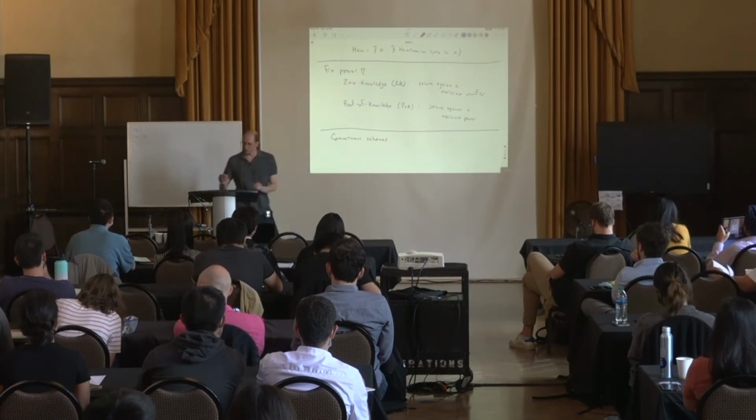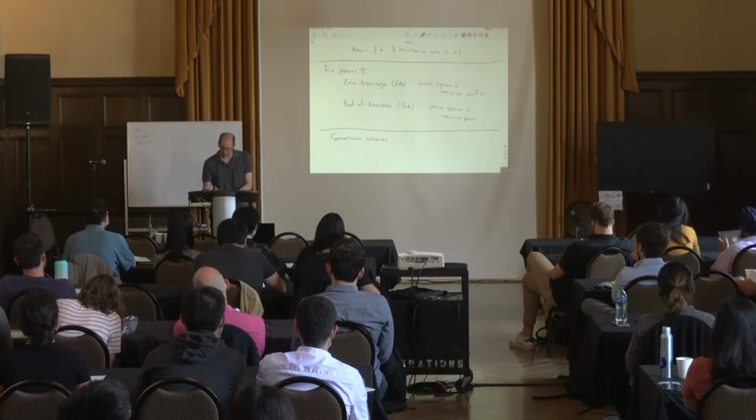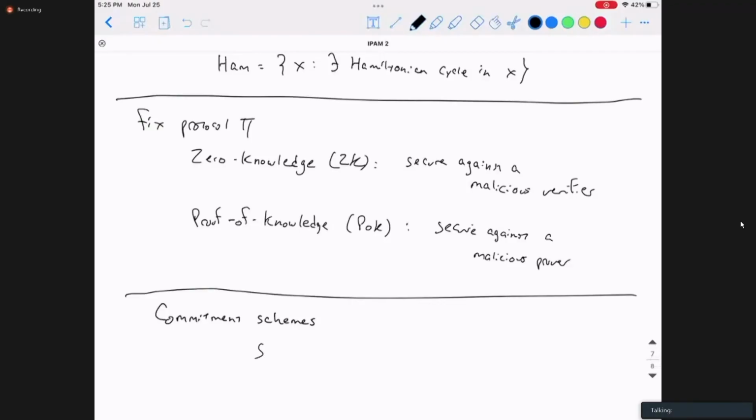So let me just write it out here. We're going to have two phases here. We're going to have a sender and a receiver. In phase 1, the sender is going to send some information to the receiver. It could possibly be an interactive protocol. I'm just writing it here as a non-interactive protocol for simplicity. And that's the end of phase 1.